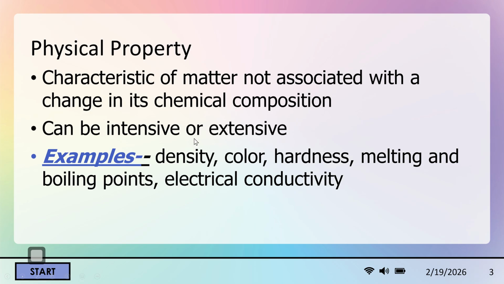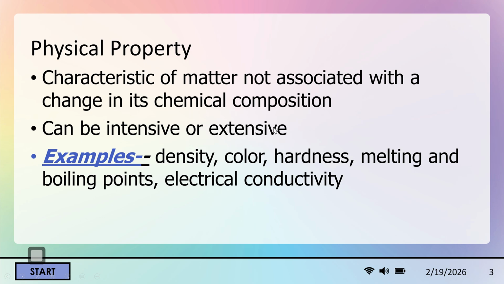We do mention that they can be intensive or extensive. We don't need to get too much into that. What intensive physical property means is this is a property that never changes based on the size of the object. Extensive is something that will change based on the size of the object, okay? So a lot of these down here that are listed, these are intensive properties. The density of a substance always stays the same regardless of what size you have. The color should stay the same. The hardness, the melting and boiling points should all stay the same.